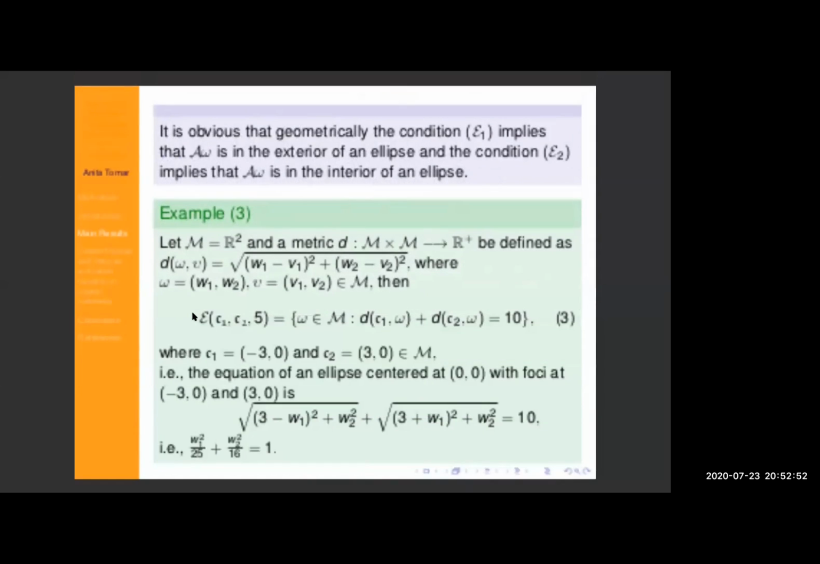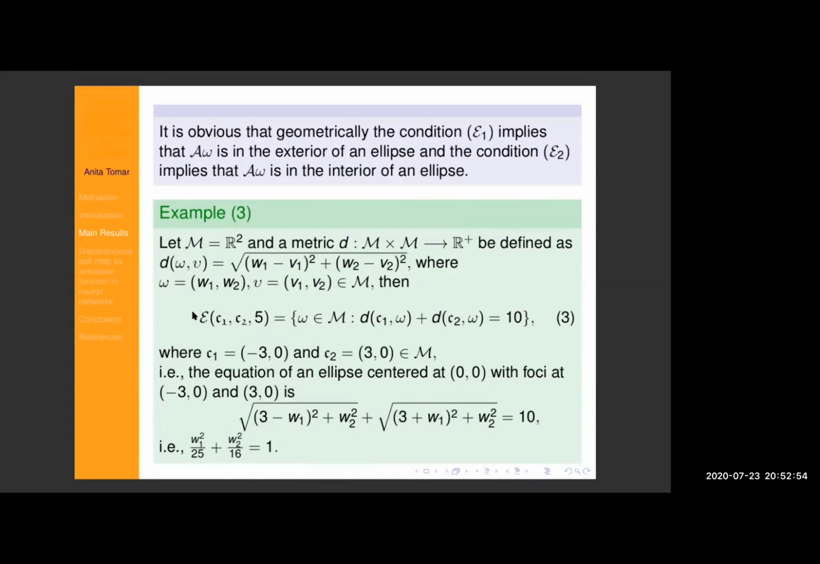Geometrically, we will see that the first condition shows that the point AW is in the exterior of the ellipse, and the second condition shows that AW is in the interior of the ellipse.